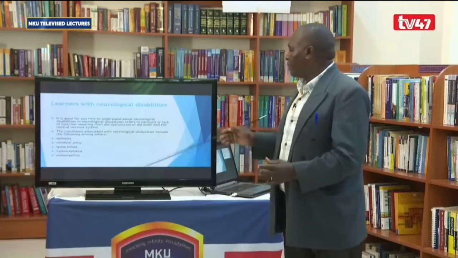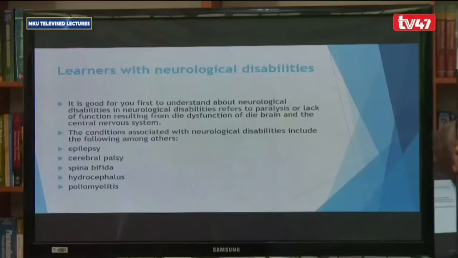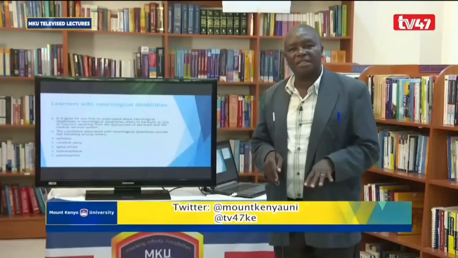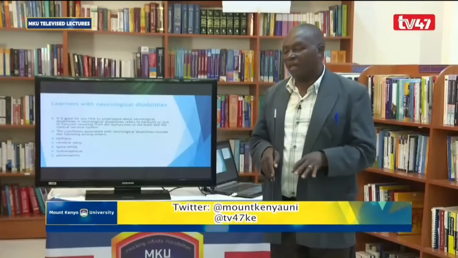Now, even polio, which is another condition which affects motor function, this is movement of our bodies, is caused by a virus which affects part of the brain and then causes either paralysis or dysfunction of part of the brain.